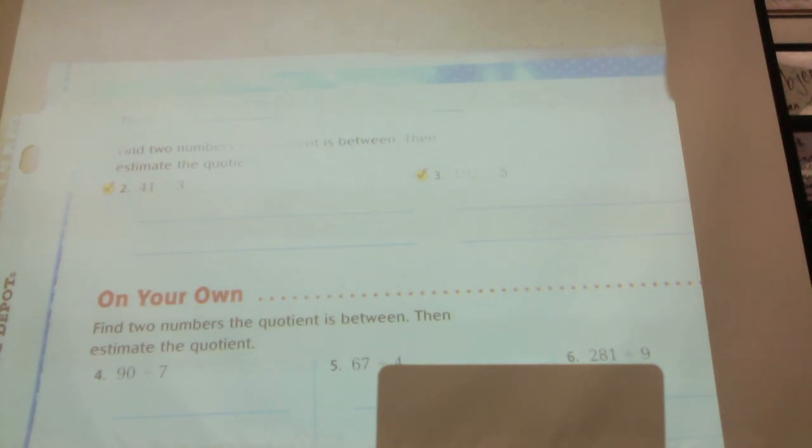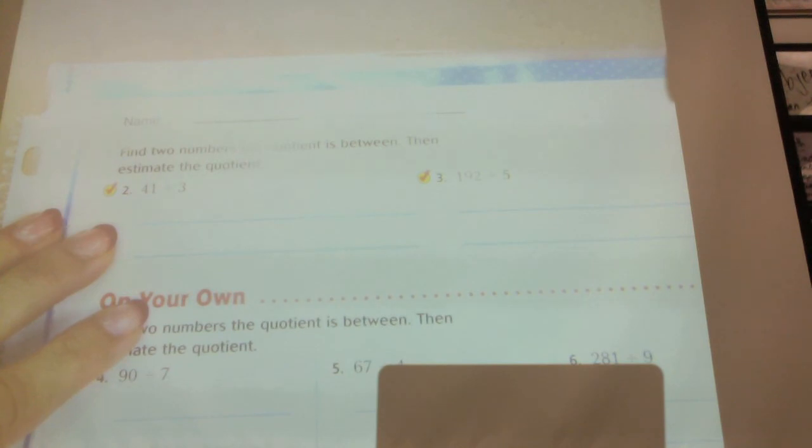Find 2 numbers the quotient is between, and then estimate the quotient. So 41 divided by 3. So we have to think, 3 times a number is close to 41. Does anyone have any guesses that they want to throw out? 3 times what number? What do you think, Ronnie? 3 times 40? Well, we're just trying to get to 41. So 3 times 40 is going to give us 120. We have to think of a number that 3 times will get us close to 41. Luna.